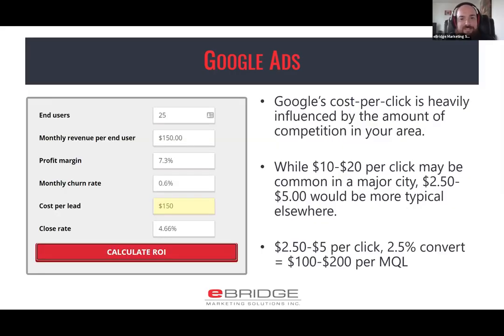But wait, Google's cost per click is heavily influenced by the amount of competition in your area. So if you're in a big city, that $10 to $20 amount per click would probably apply to you. But if you're in a tertiary or secondary market, it would be significantly less. And as a ballpark, I was suggesting $2.50 to $5, which is 1/4 of what would be in a large market. And that does make a big difference on our calculations here, because the MQL goes down to about $100 to $200. So for our calculation, I've taken the midpoint of 150, kept everything else the same, and let's see what happens.